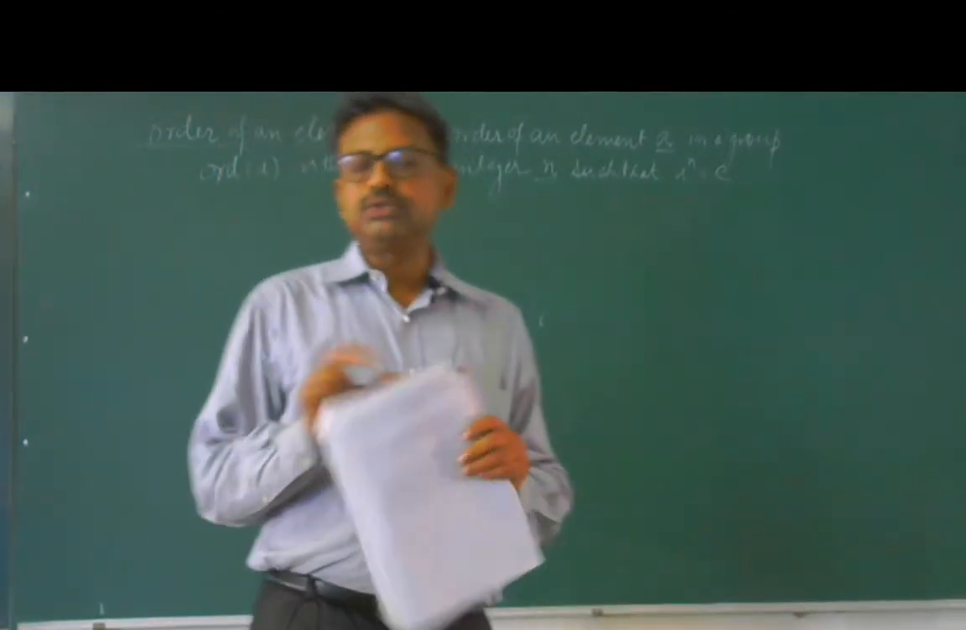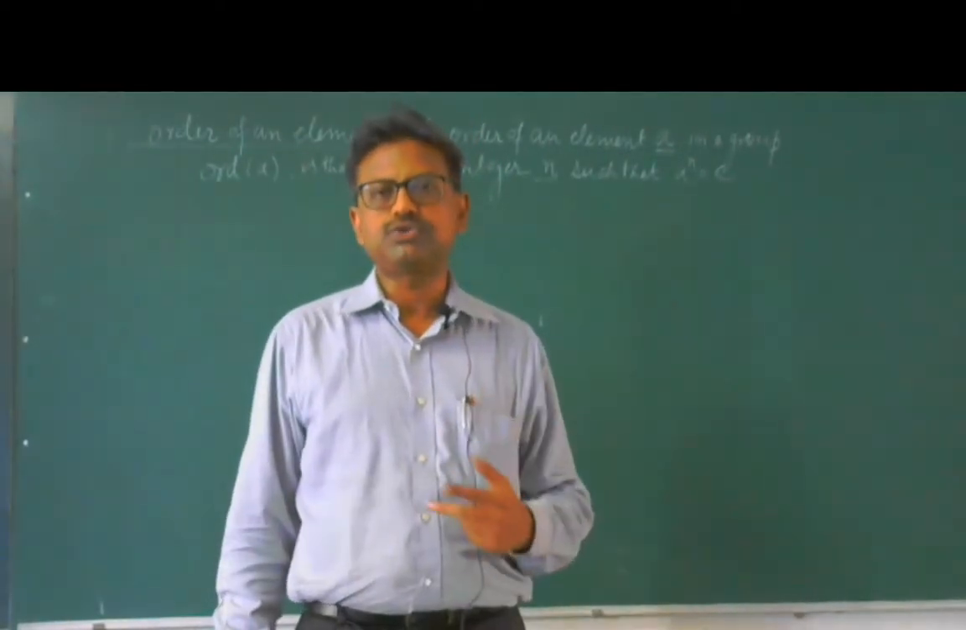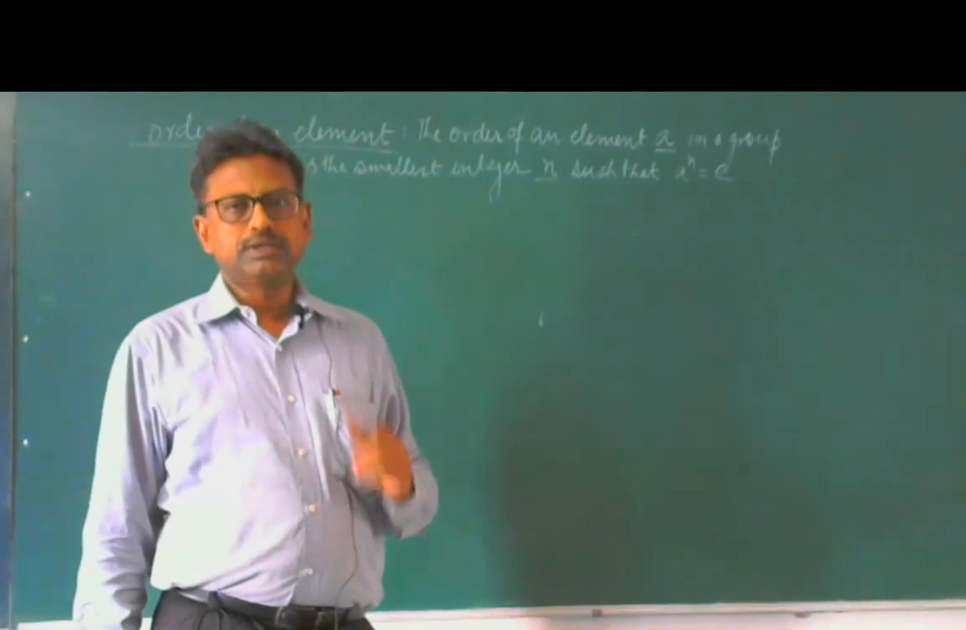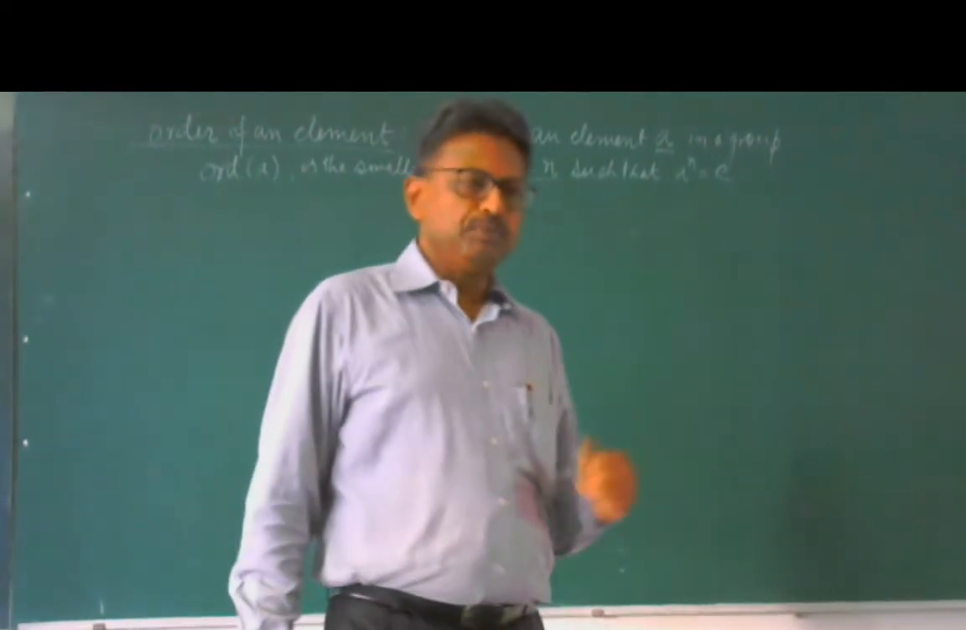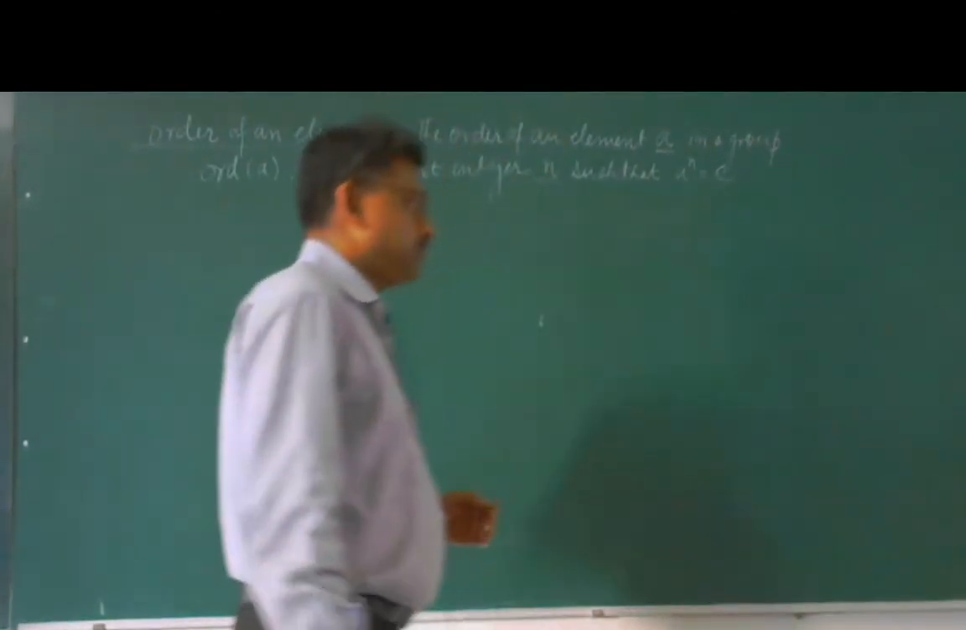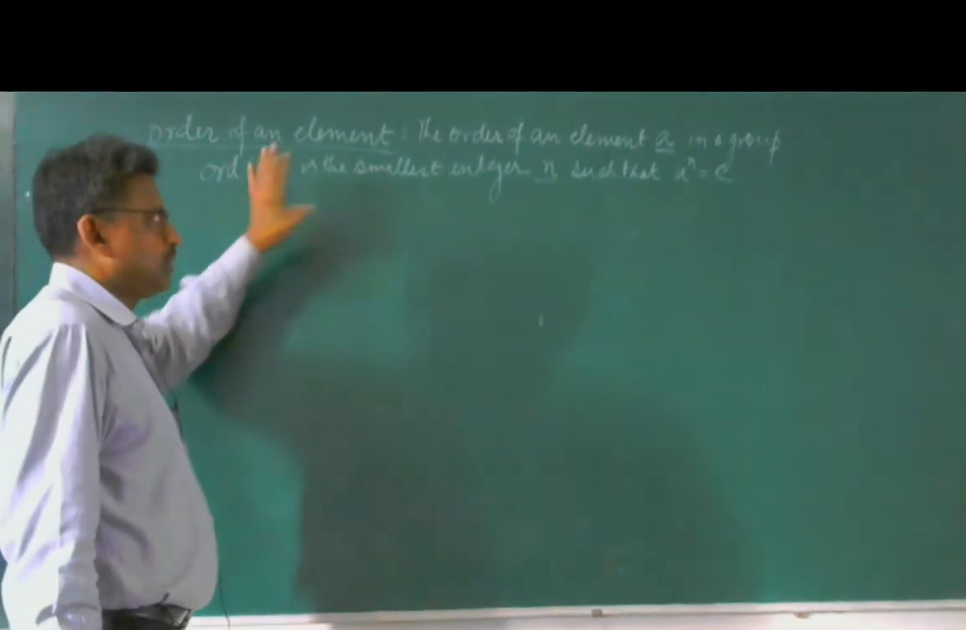So, in algebraic structure, besides having group as one of the structures, we have two more structures. The second structure is called ring, and the third structure is called field. Before we go into the ring and the field, first of all we have to find out the order of an element in a particular group.